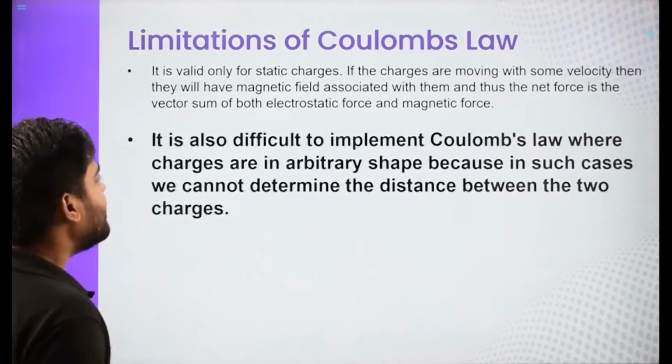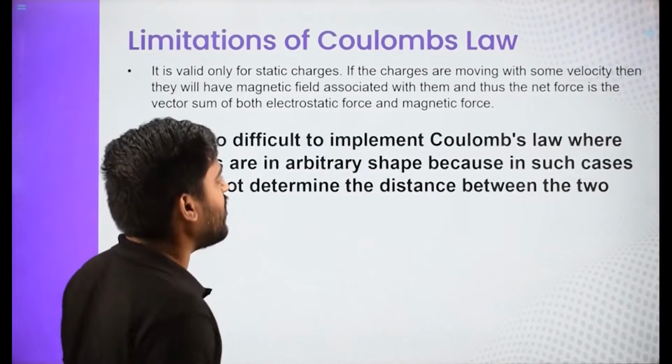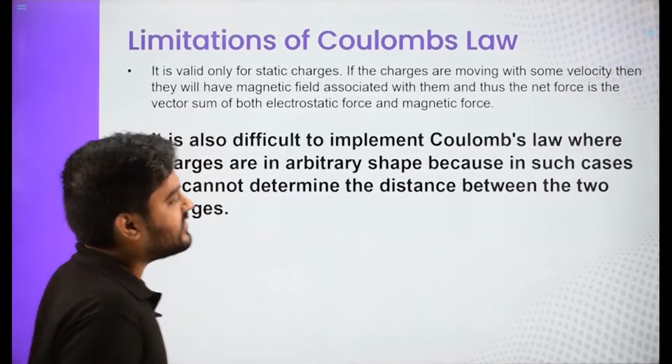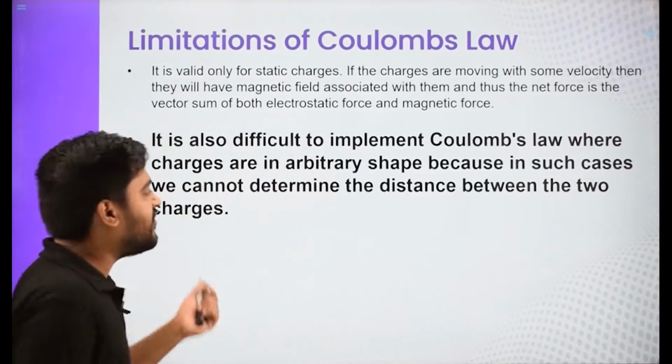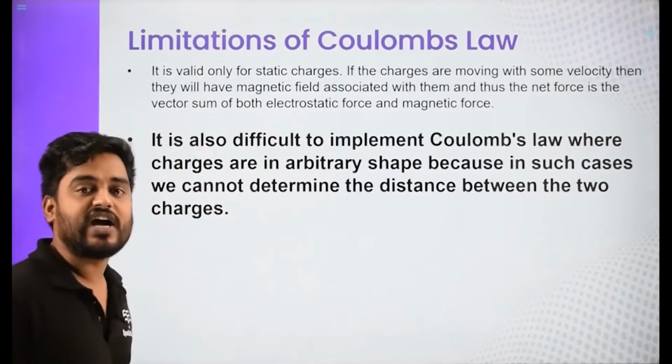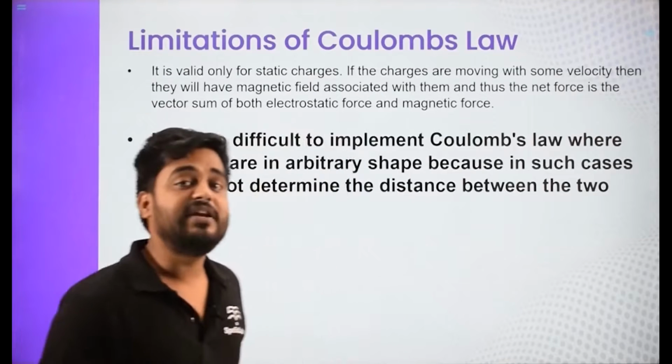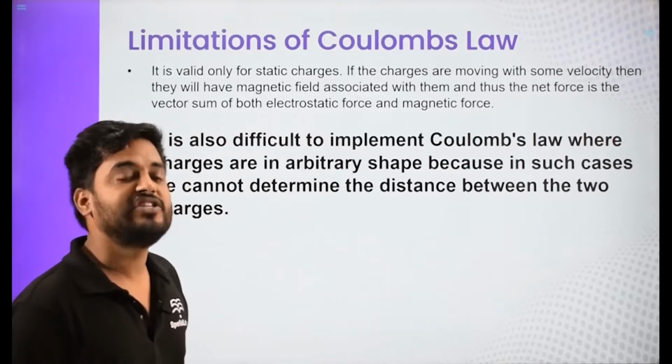It is also difficult to implement Coulomb's law when charges are in arbitrary shape, because in such cases we cannot determine the distance between two charges. So we cannot apply Coulomb's law for any arbitrary shape; it has to be two point charges.